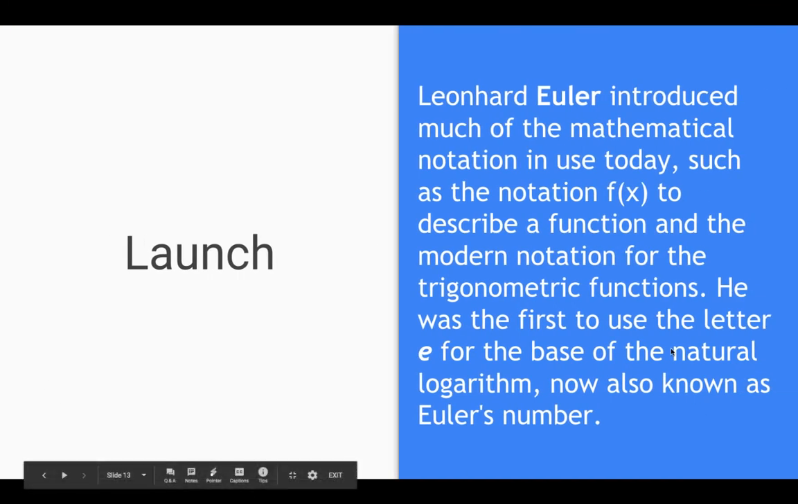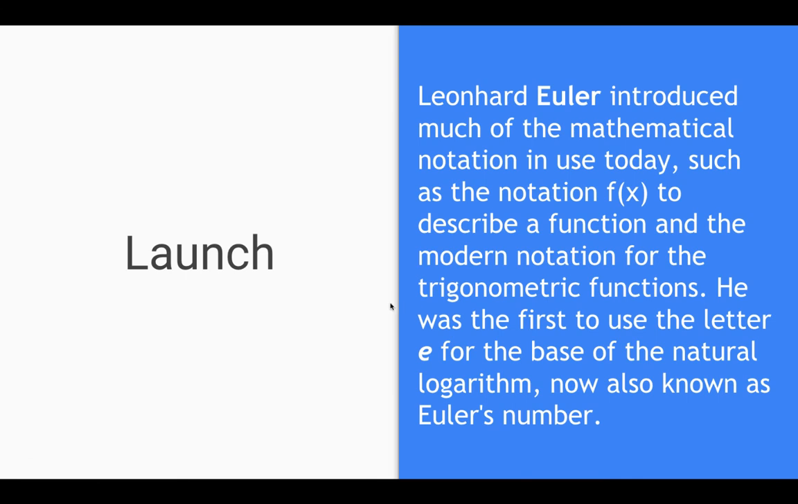Okay, so let me leave you with this. Leonhard Euler introduced much of the mathematical notation that we use today, such as the notation f of x, or function of x, and the modern notation for trigonometric functions. Anything. Function of x, whether it be quadratic or sinusoidal, it doesn't matter. That function of x, he created it. He also was the first to use the letter e for the base of the natural logarithm. That was named after him and is now known as Euler's number. You've used that before.